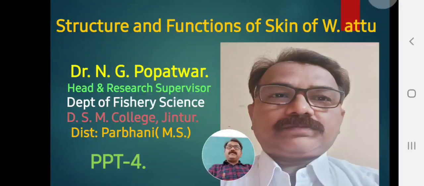In the first part, we have seen the external characters of Wallago attu. The body is divided into three parts: head, trunk, and tail. In the second part, or PPT number third, we studied the third part of the body, that is the tail. Up to here we have seen in the last periods.